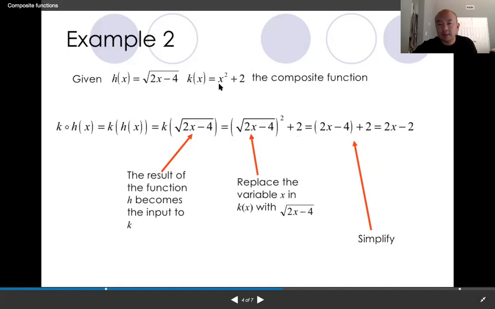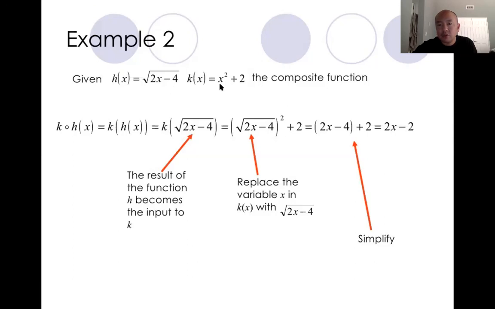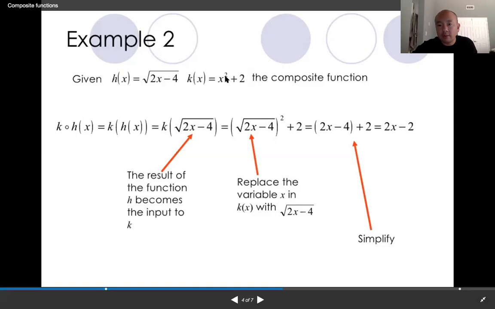I hope that makes sense. What they did was plug in the h function, the square root of 2x minus 4, and replace the x with it. Once you square a square root, you get rid of the square root. So it becomes 2x minus 4, and then here's the plus 2 from here. You combine like terms, and the final answer is 2x minus 2.